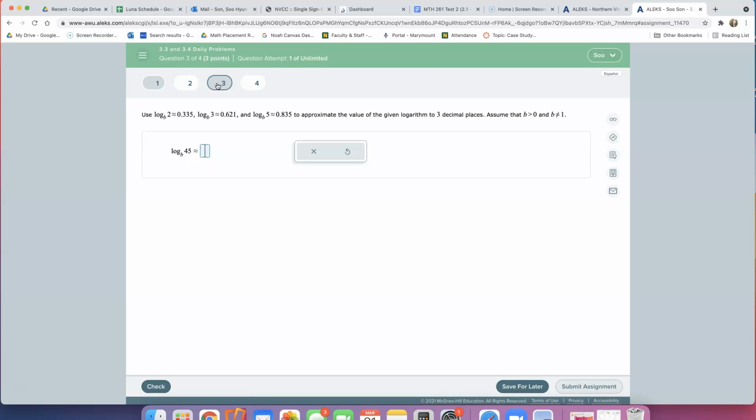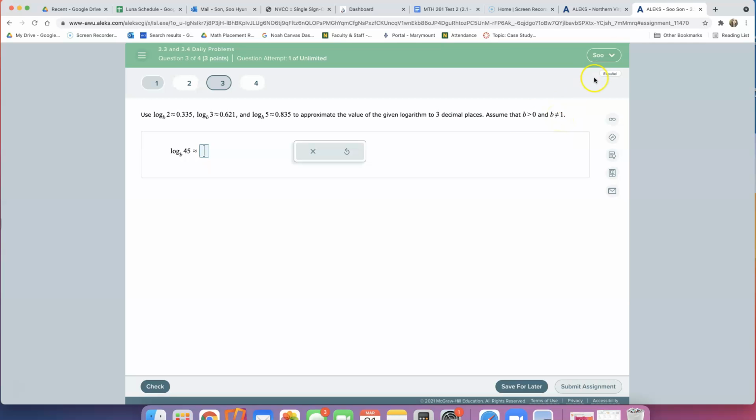It says use log base b of 2 is approximately 0.335, log base b of 3 is 0.621, and log base b of 5 is 0.835. So they're giving us 3 different values here, right? We don't know what the base is. I guess we can solve for b, but that's not the point of this problem. What we have to do is use these pieces of information to approximate the value of the given logarithm to 3 decimal places. Assume that the base is greater than 0 and not equal to 1.